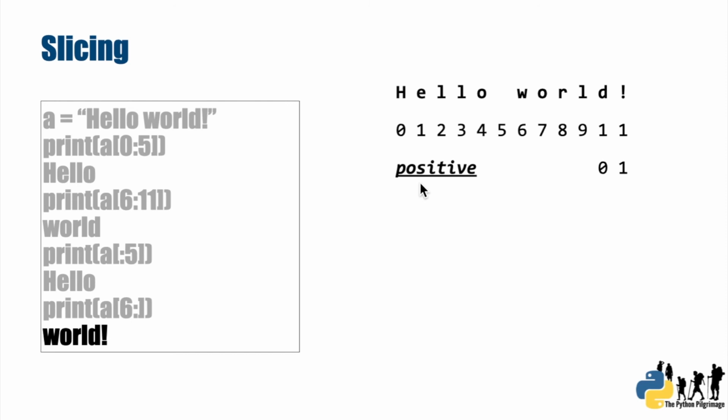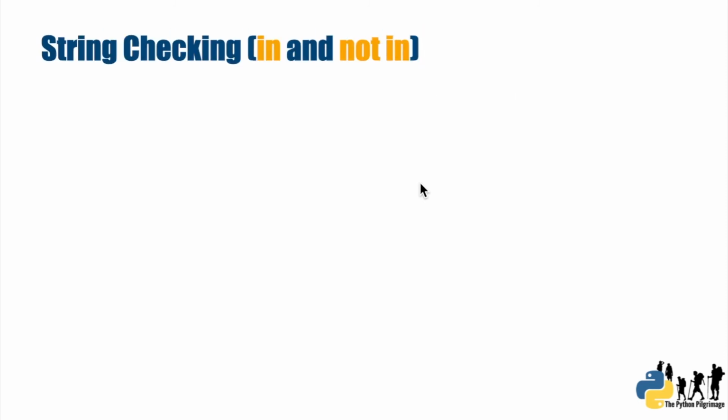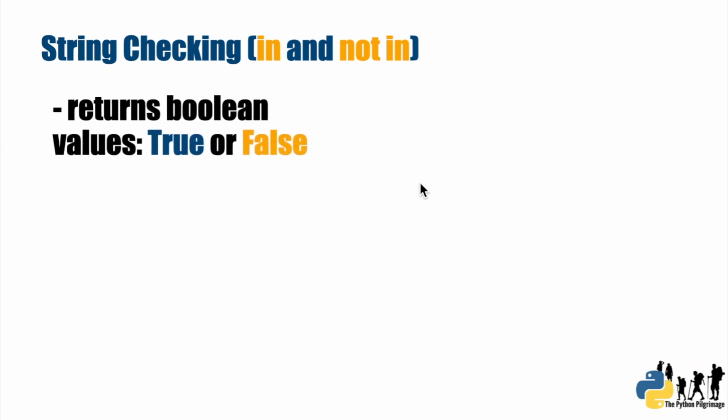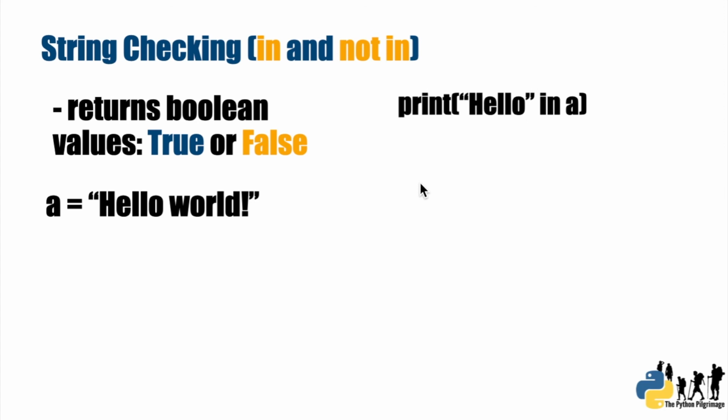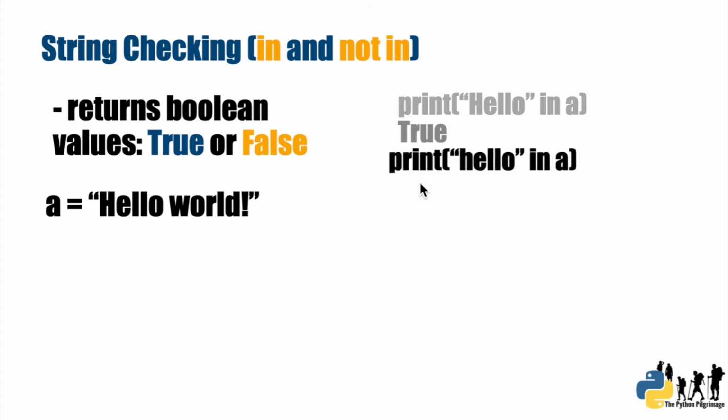Another very common way of working with strings is string checking. String checking uses in or not in for syntax, and it returns a boolean value of true or false. For example, if we test this out, if we look for the string hello in our string A, this will return true. The next example is the string hello with a lowercase h in A. That will return false because it's looking for the same case. So capital H is not the same as lowercase h.